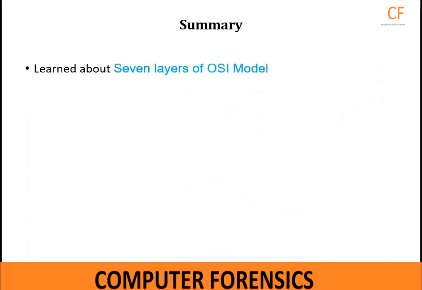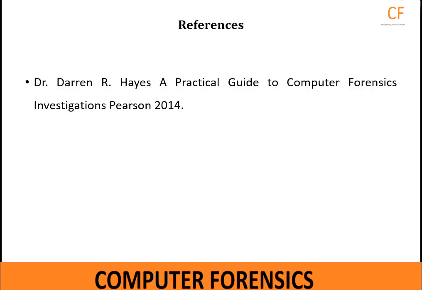In this summary, we learned about the 7 layers in the OSI model.